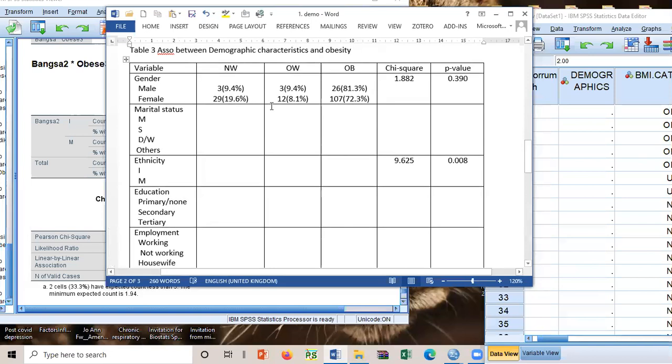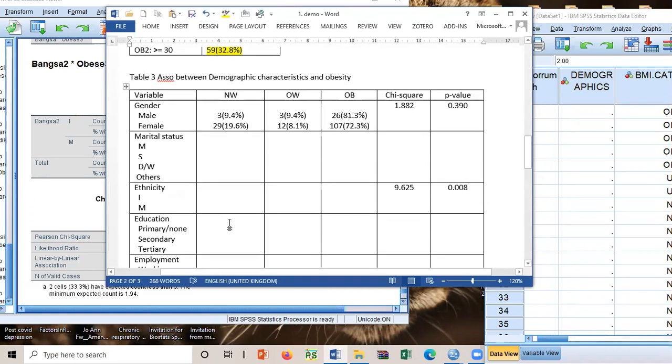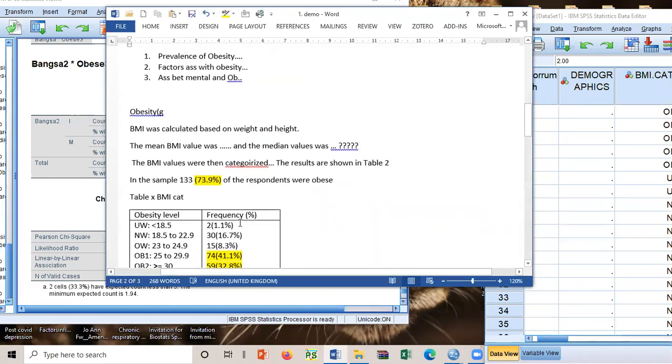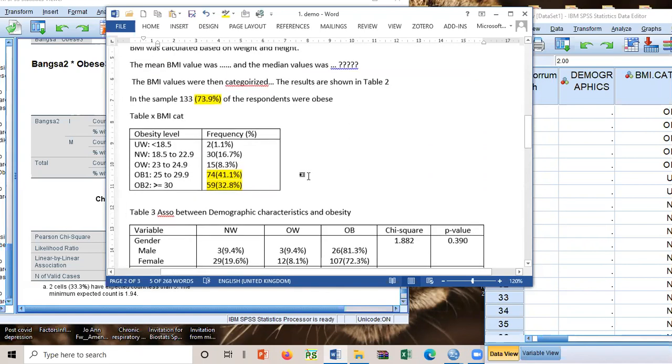Just now for gender, I didn't say anything. Why? There's no significant difference. Right? Okay, there was no significant association between gender and obesity. But ethnicity, yes. So you're going to fill up all the tables. This will answer your objective number 2, factors associated with obesity.